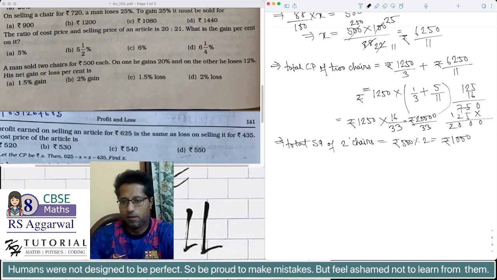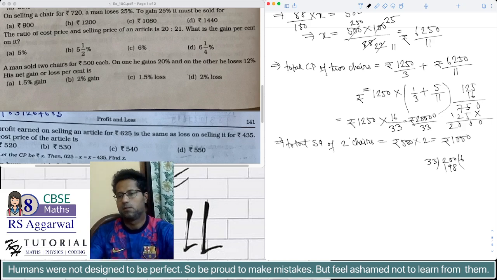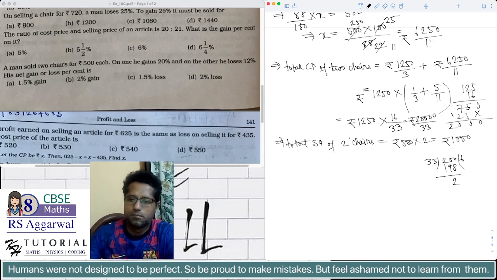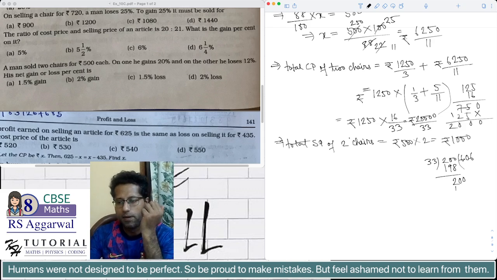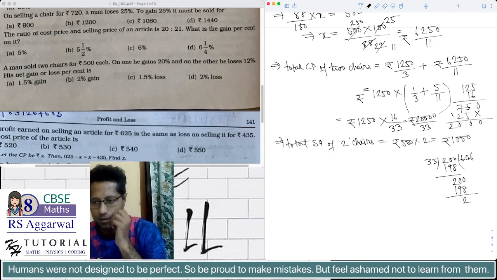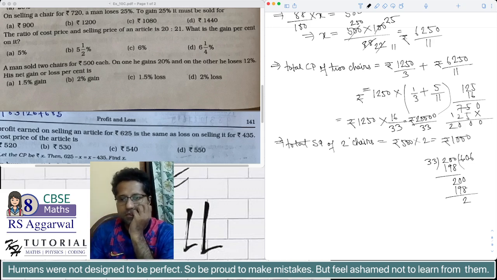So what is 20,000 by 33? Let's divide 200 by 33. So we have 6, then point 0, 198, 6.06.